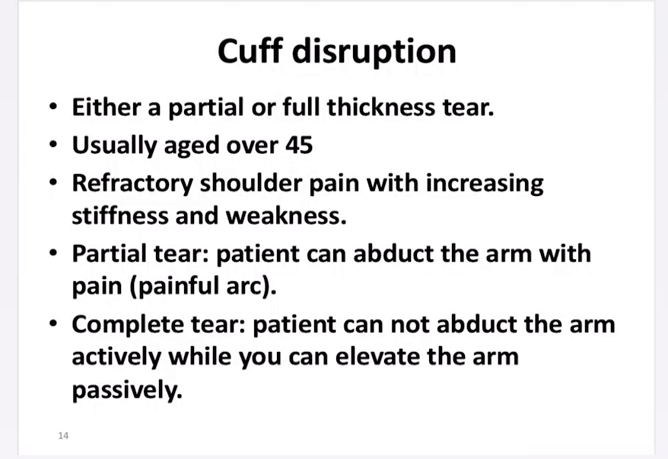In cuff disruption, we have either partial or complete cuff tear. There will be refractory shoulder pain with increasing stiffness and weakness, and the patient is usually over 45 years old. In partial tear, the patient can abduct the arm with pain.